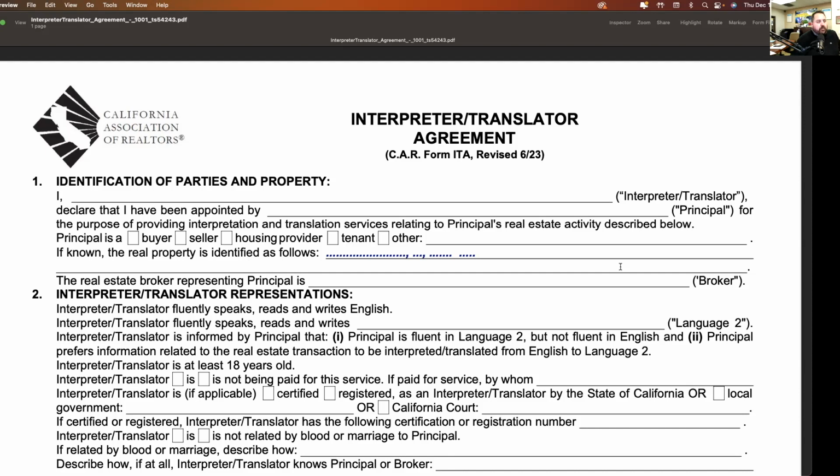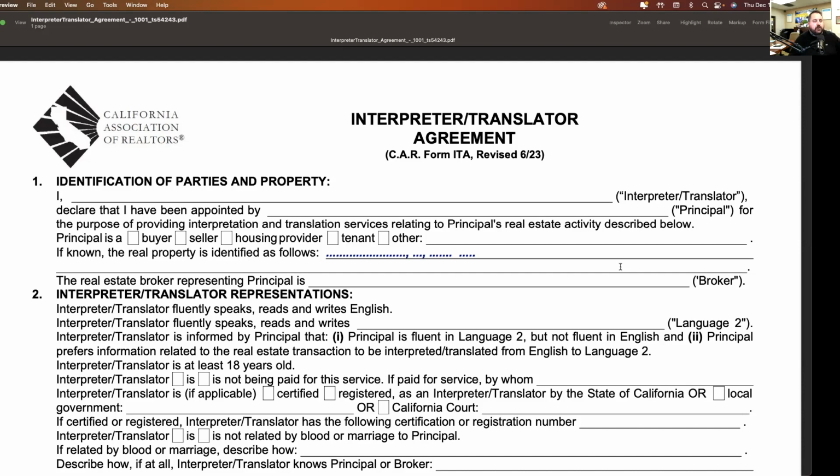If known, the real property is identified, if we already know a property that we're writing an offer on or listing. The real estate broker representing principal is Century 21 All-Stars, or the office that you work for. Interpreter translator fluently speaks, reads, and writes English. Interpreter translator fluently speaks, reads, and writes whatever their native language is.